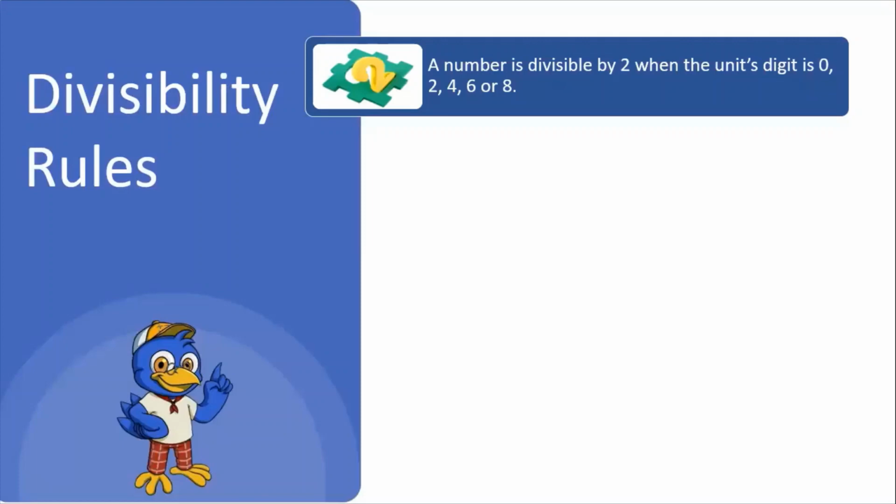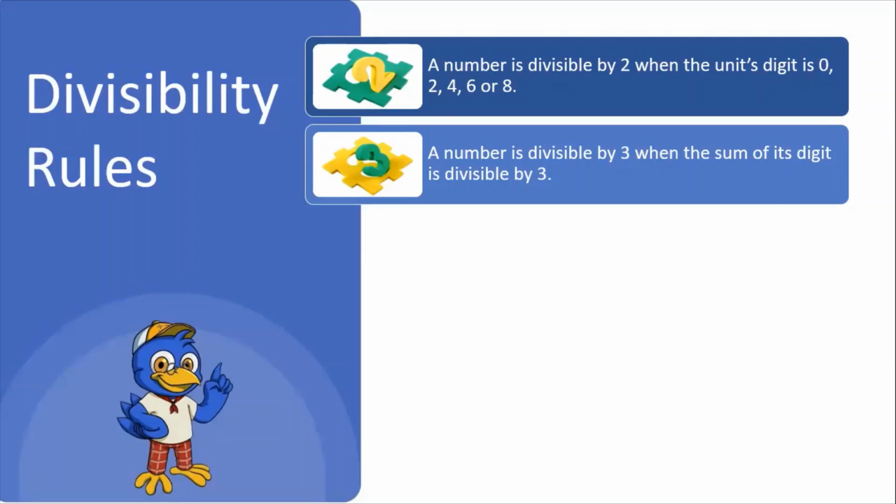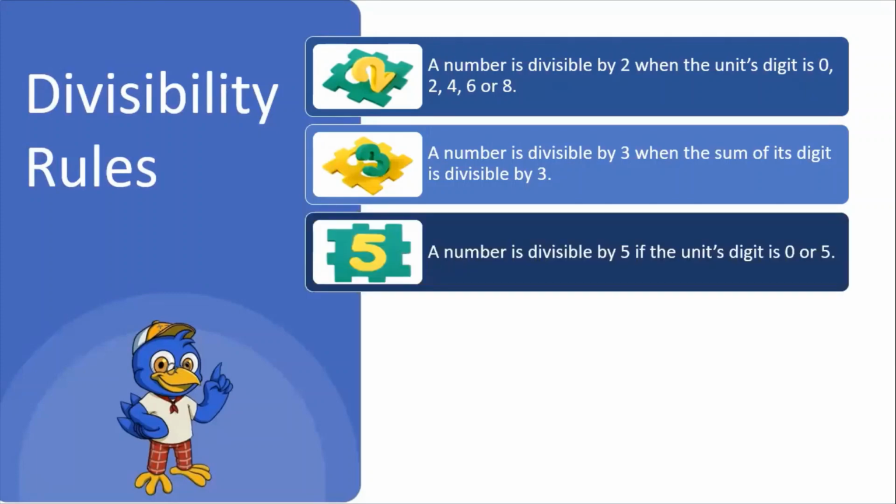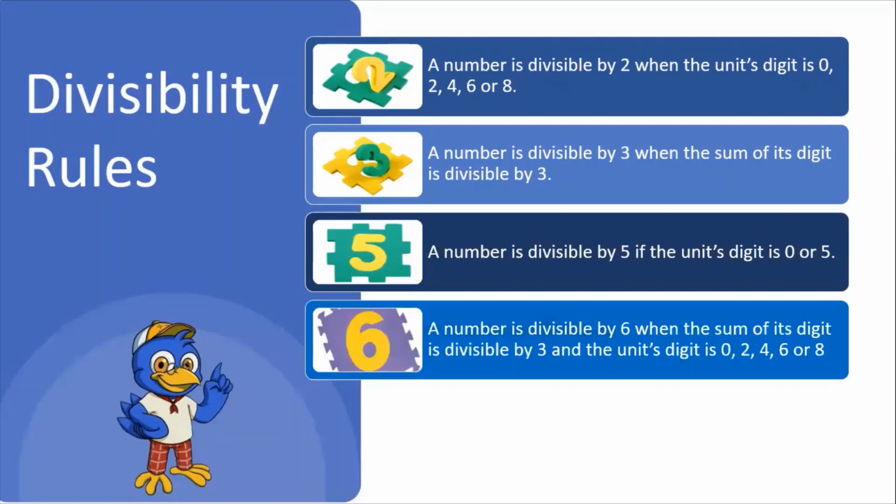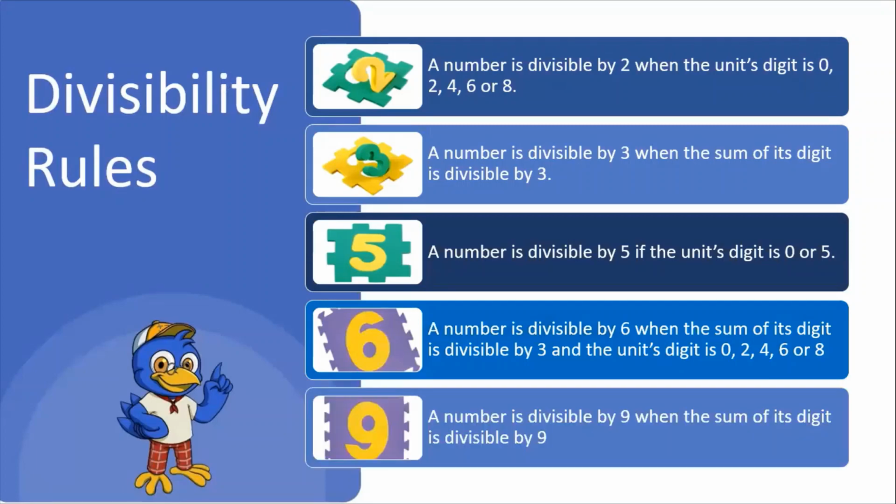So the divisibility rule for number 2 is that a number is divisible by 2 when the units digit is 0, 2, 4, 6, or 8. A number is divisible by 3 when the sum of its digits is divisible by 3, divisible by 5 if the units digit is 0 or 5. It's divisible by 6 when it is divisible by 2 and also divisible by 3. And the number is divisible by 9 when the sum of its digits is divisible by 9.